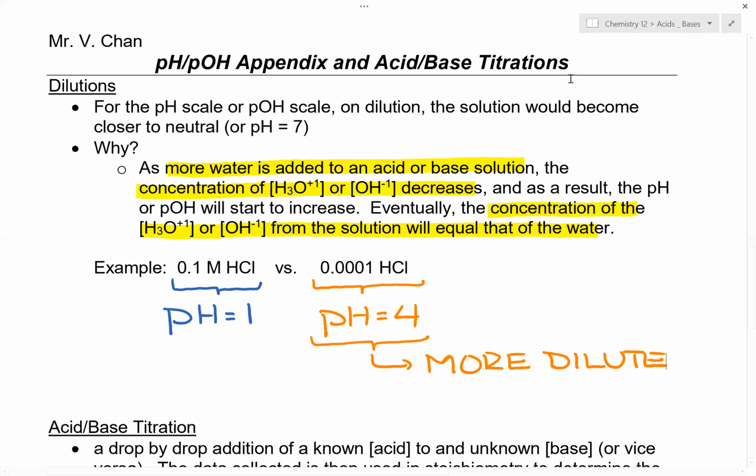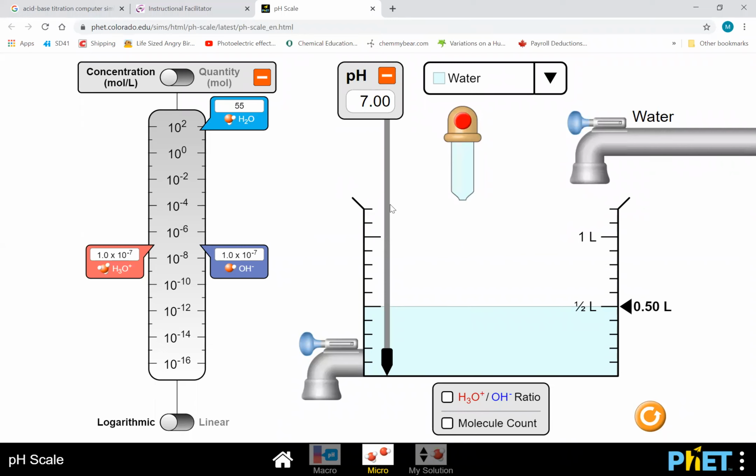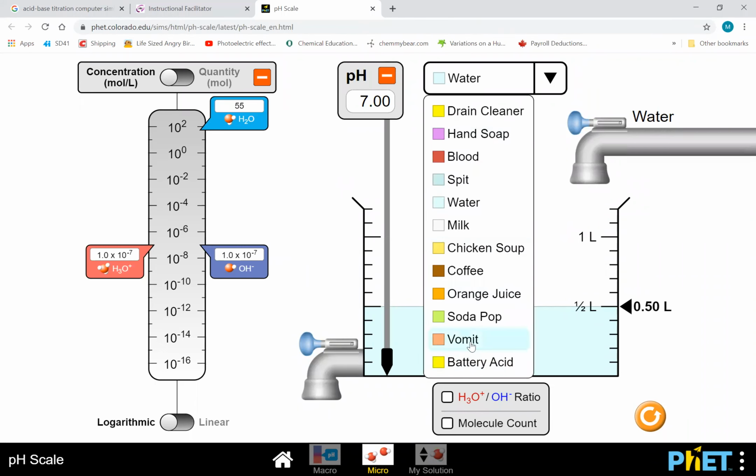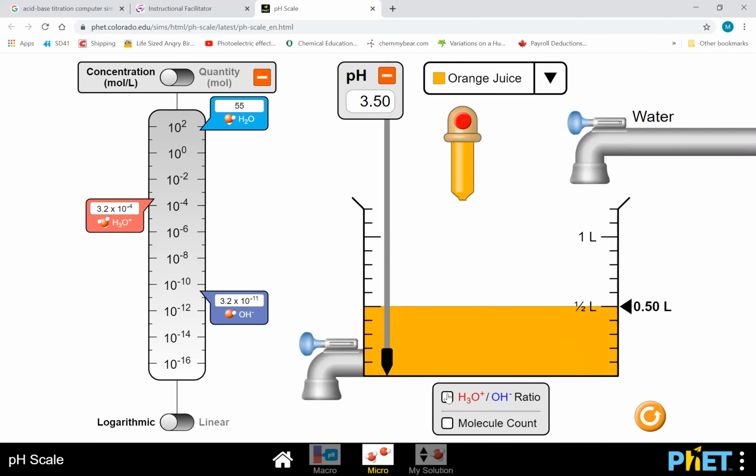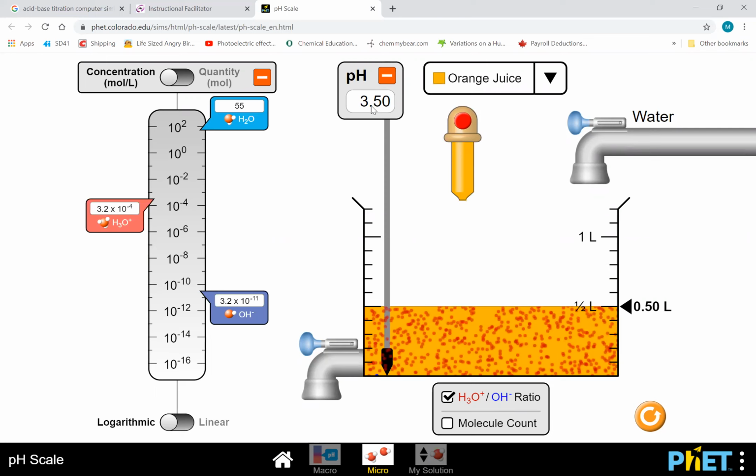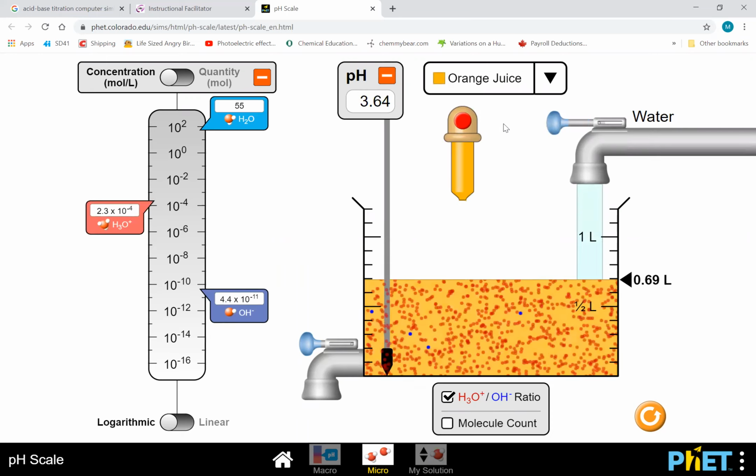Now, I'm just going to show you what I mean by this. Okay? So let's say we have, I don't know, let's go, oh, there's vomit here. Let's do orange juice. Okay? Now, if I take a look at orange juice, pH of 3.5. So that means there's a lot of H3O+ ions in the solution. When I add water, notice the pH is slowly going up. The reason is the concentration of the ions is starting to spread out.